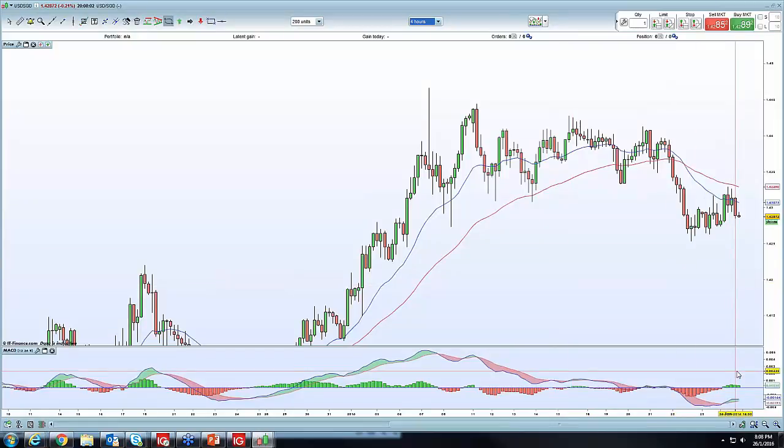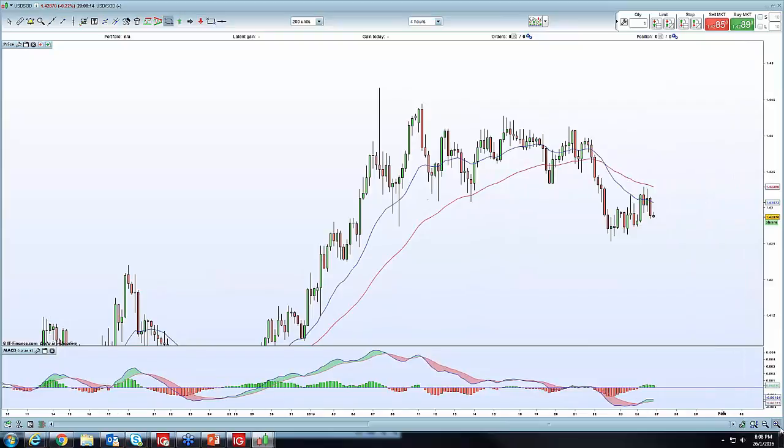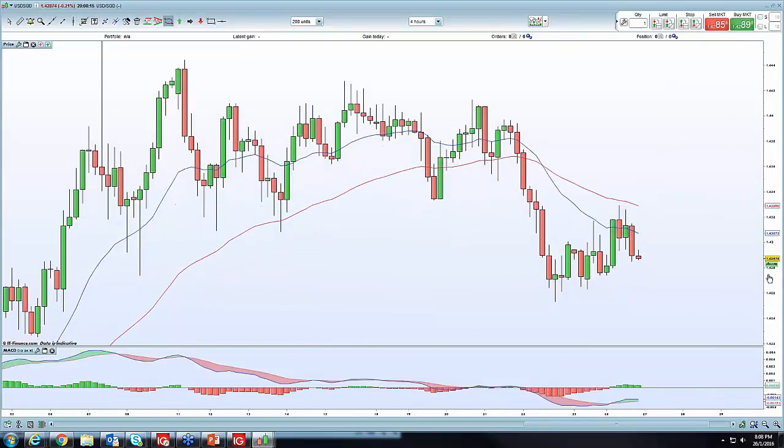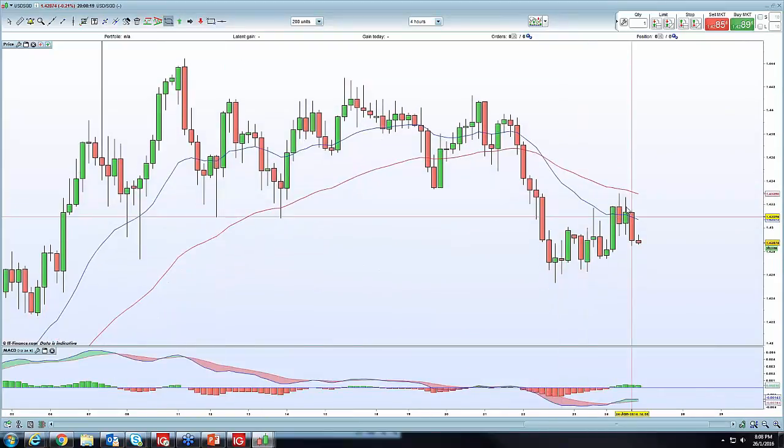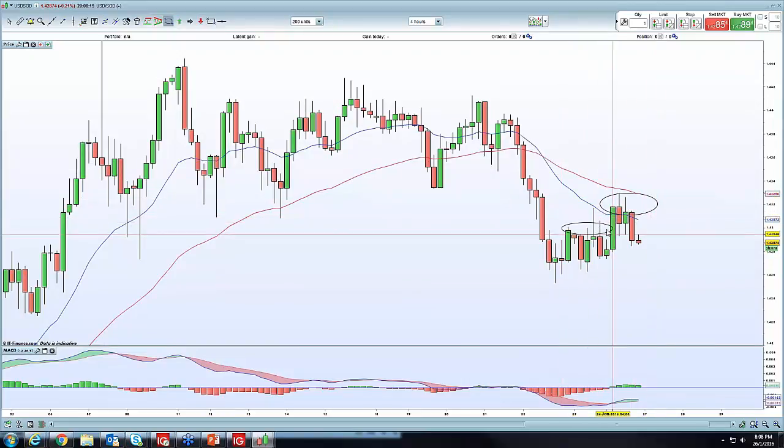Okay, the 4-hour chart, let's see. Yep, the 4-hour chart is slowly grinding its way up. Not the strongest yet. But what I like about the 4-hour chart is that it has made a new higher high compared to this high, and we have formed out some form of support trend line here.